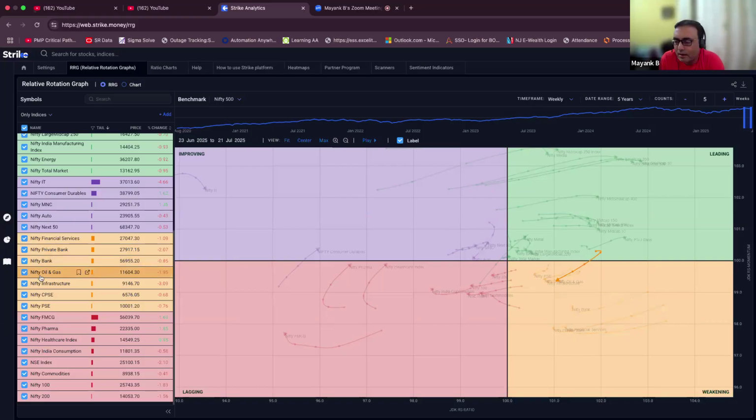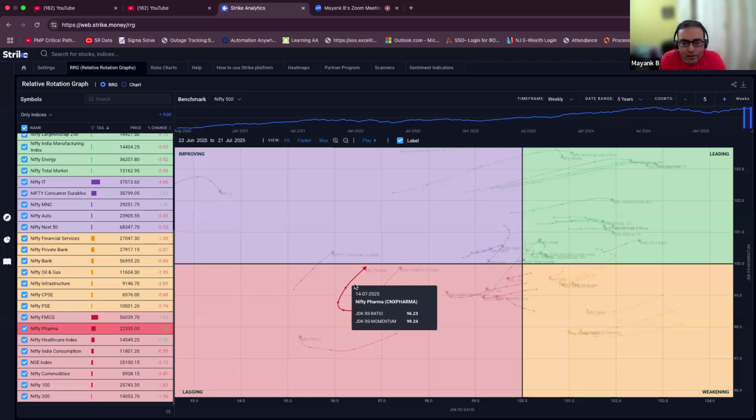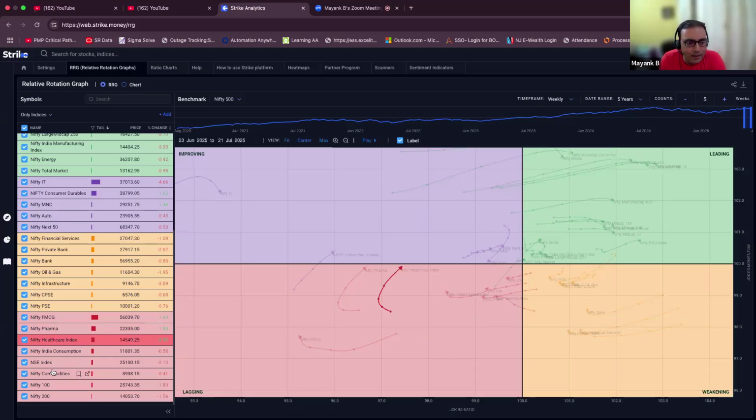Oil and gas, I can see it is in weakening at the moment. Nifty PSE is in the weakening, significant reduction in the RS and RS momentum. FMCG is in lagging at the moment. It has to cover a lot of space to get into improving and then leading. Nifty Pharma is showing strength in terms of RS momentum and RS. So we'll have to just keep a close eye on it, and healthcare as well.